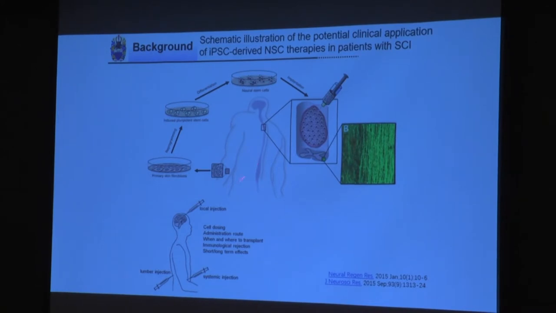And at the moment, there are a couple of ways to transplant the neural stem cells back into the body. One is called local injection, and we can also use systemic vein injection and lumbar injection.